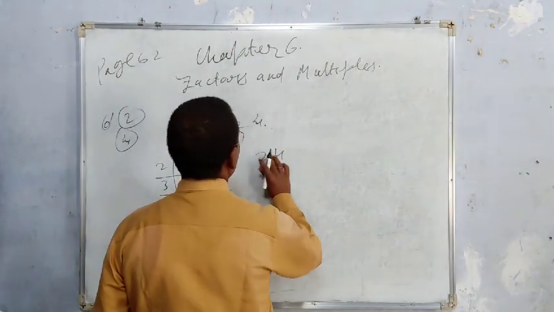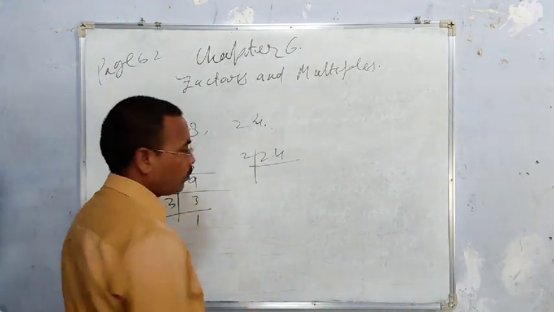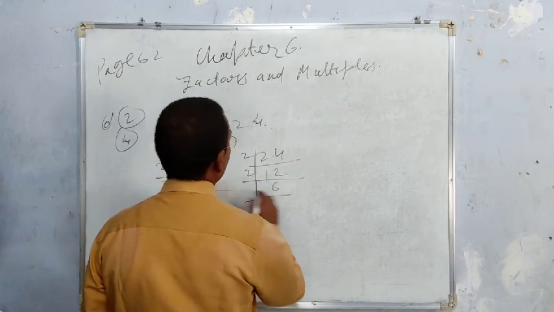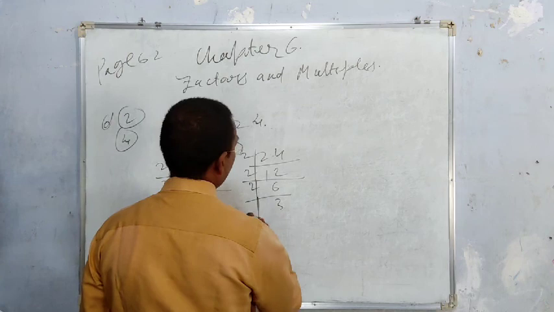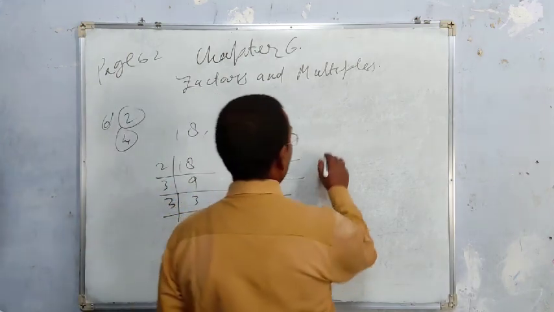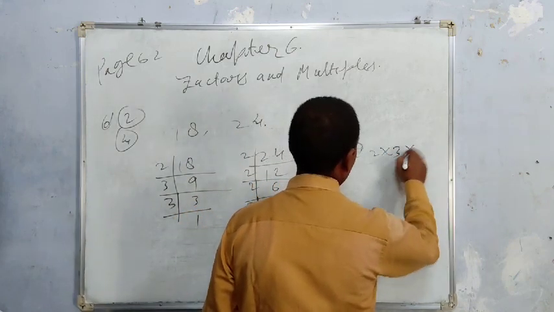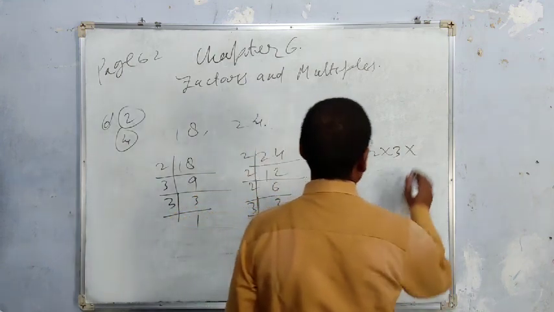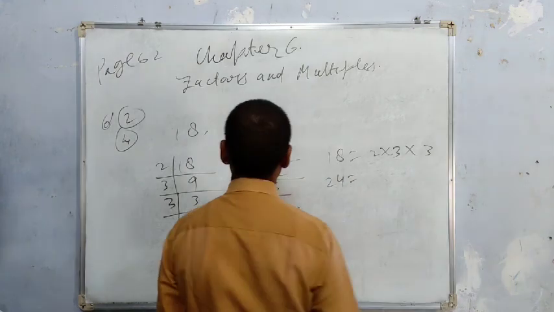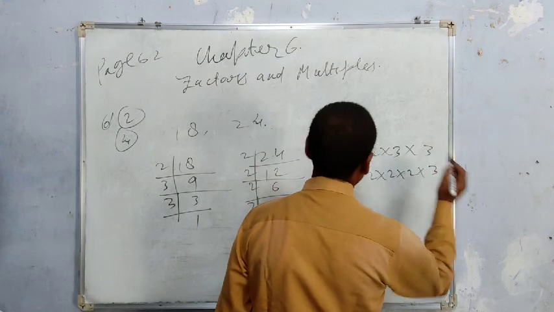And then 24. Prime factorization of 24. 24 divided by 2, 2 1s are 2, 2 2s are 4, 2 6s are 12, 2 3s are 6, and 3 is a prime number, it will divide by itself. Then you have to write the prime factorization of 18: 2 into 3 into 3, and the prime factorization of 24 is 2 into 2 into 2 into 3.